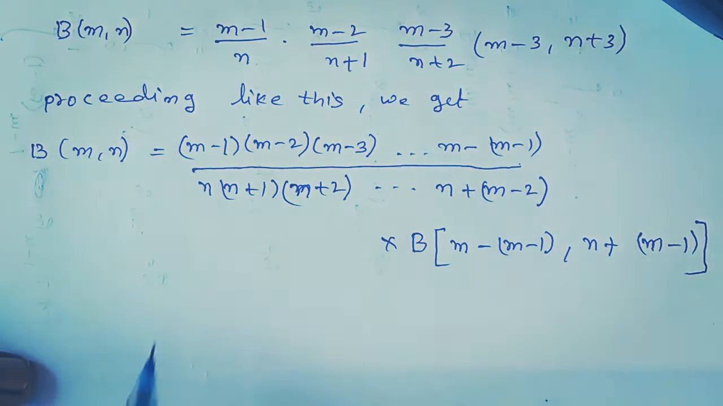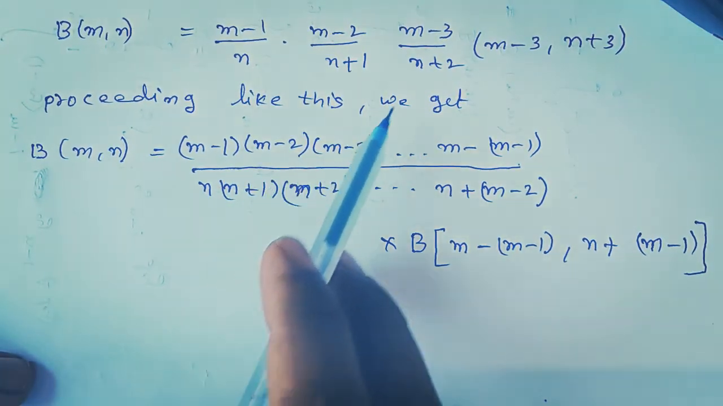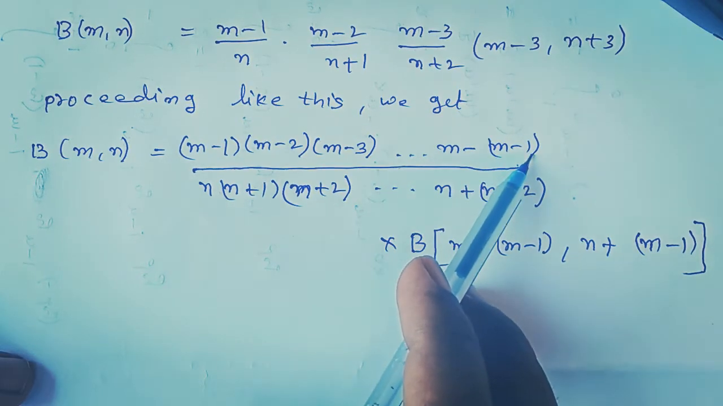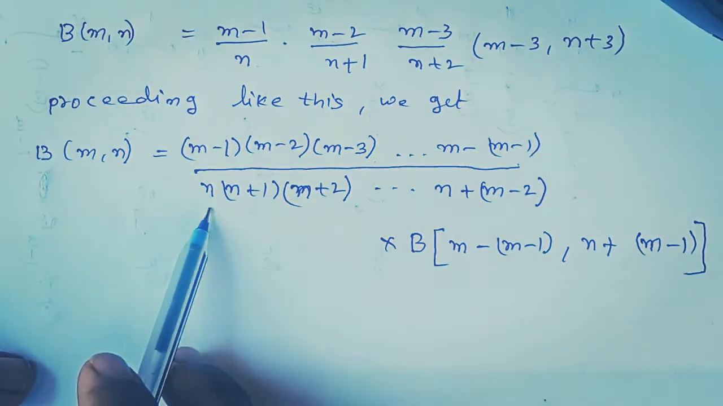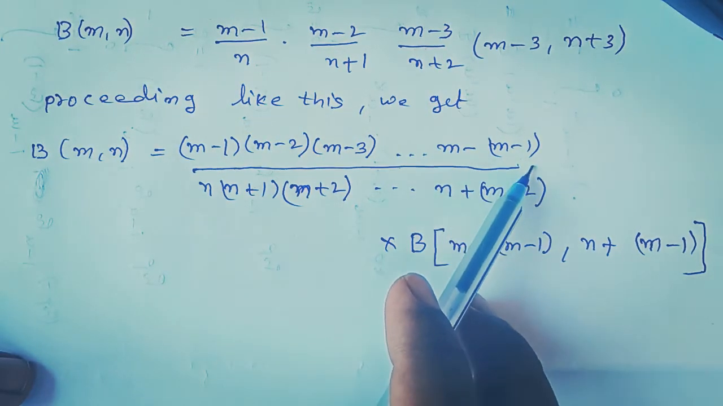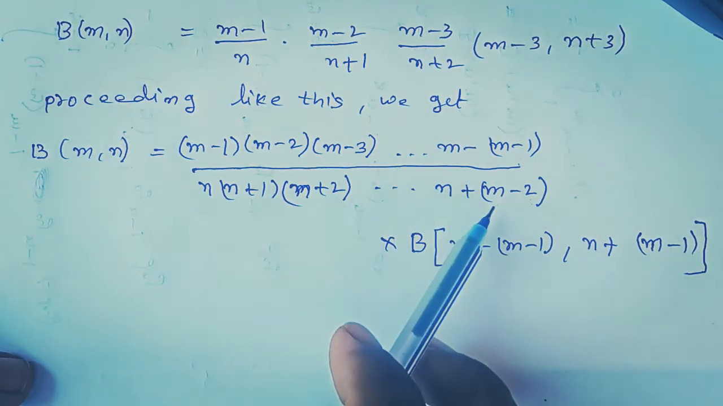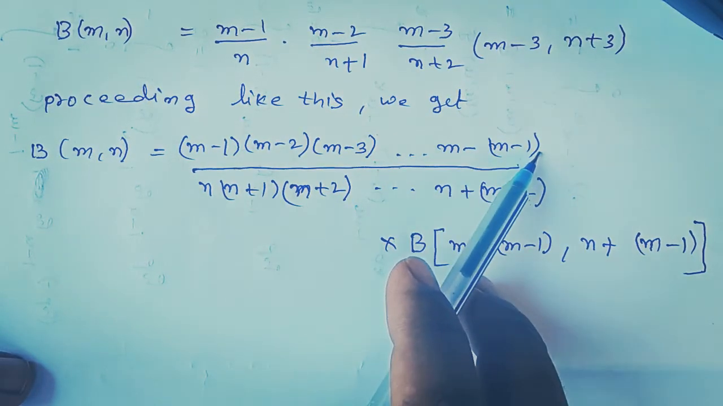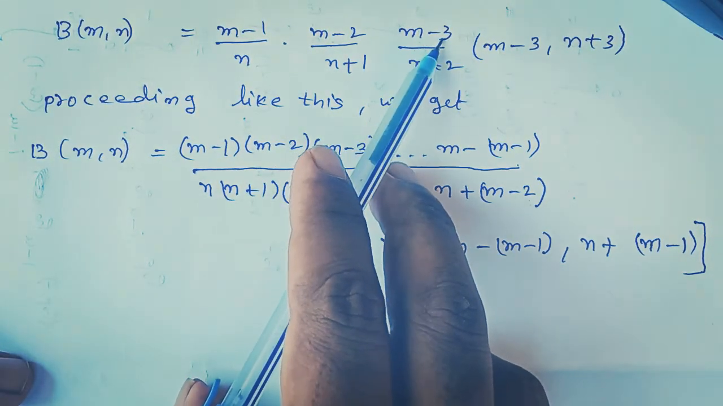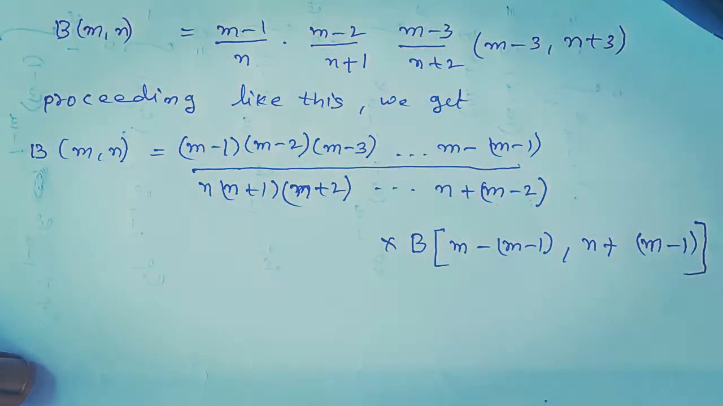Proceeding like this, we get B of m, n is equal to (m-1)(m-2)(m-3) and so on, up to (m-1), divided by n(n+1)(n+2) up to (n+m-2). Here is m-1, here is m-2, like this. Here is m-3, 3 is here, 3 minus 1, 2 is here.